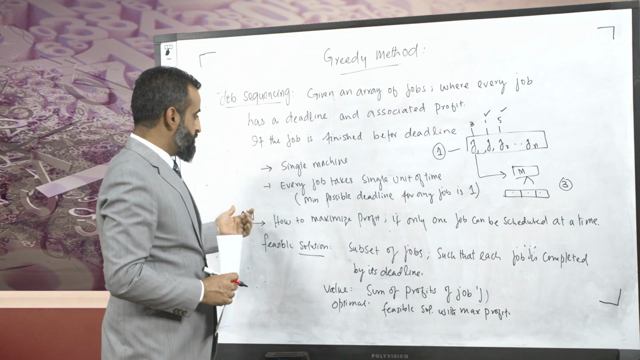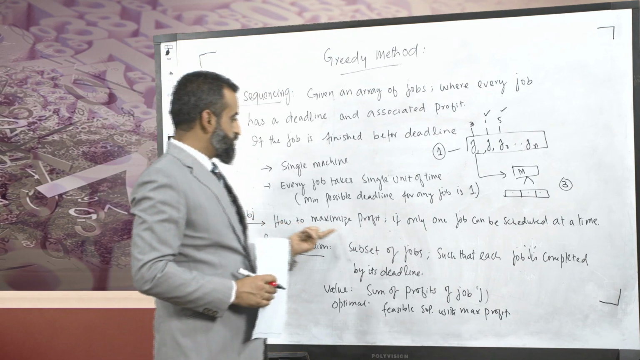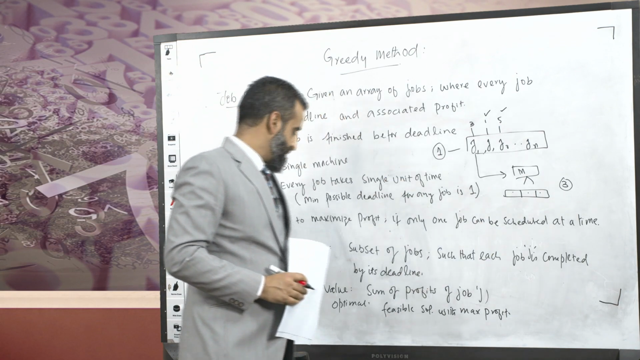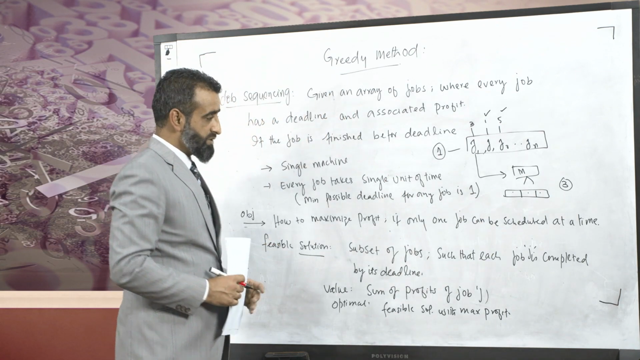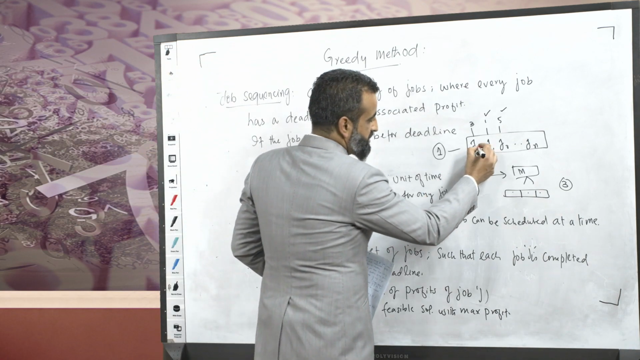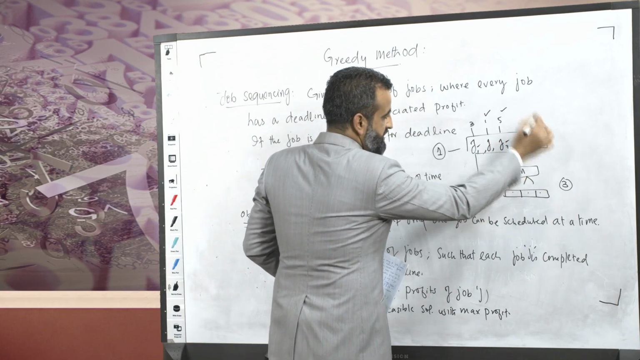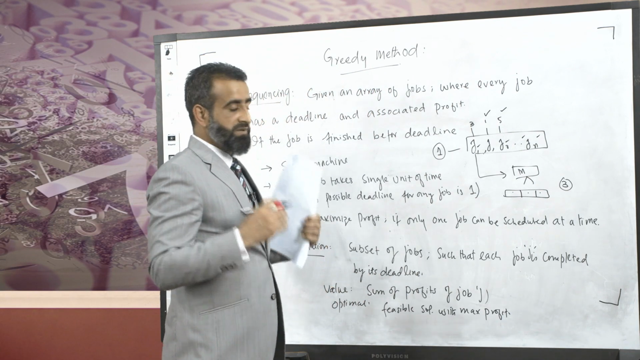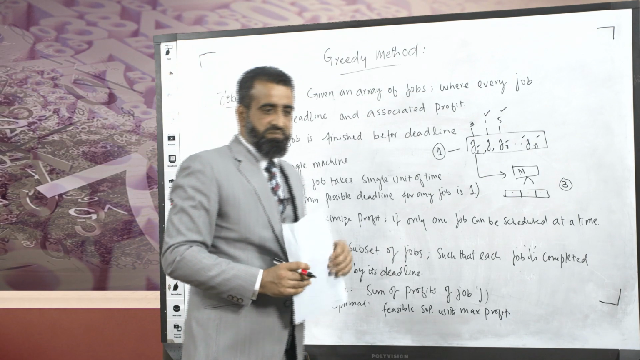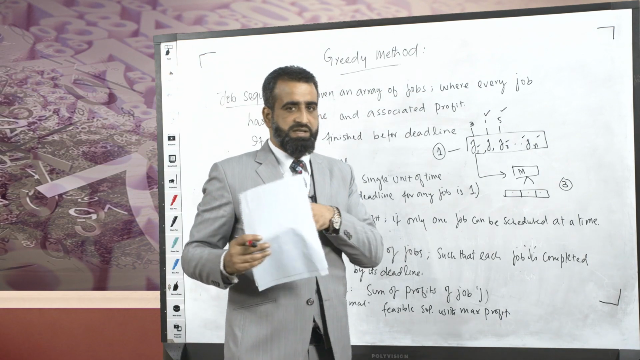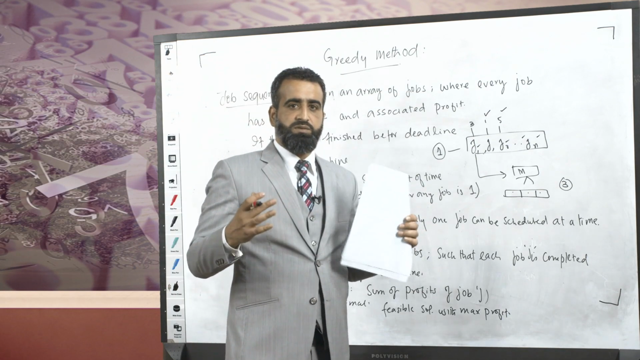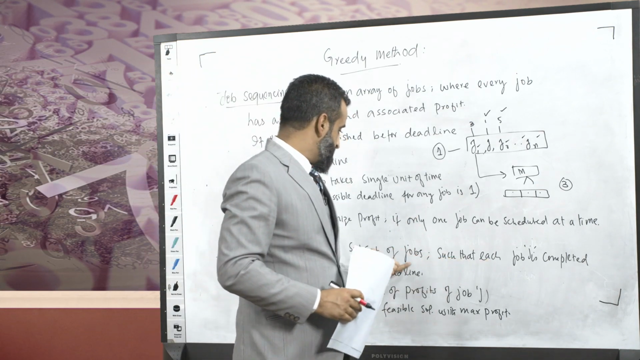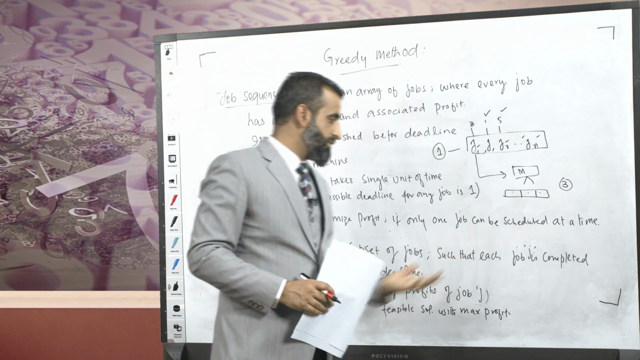The objective in this problem is to maximize the profit if only one job can be scheduled at one point of time. What are the different possible solutions? Let's assume if I run J1, J3, J7 and J9, that subset may form one feasible solution, or J2, J5 and J7 is another feasible subset. There are multiple feasible solutions, that is, subsets of jobs such that each job is completed by its deadline.